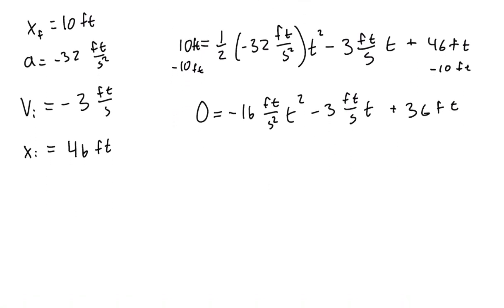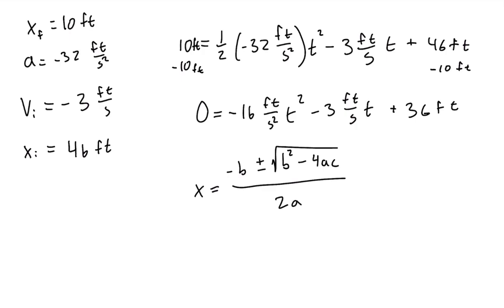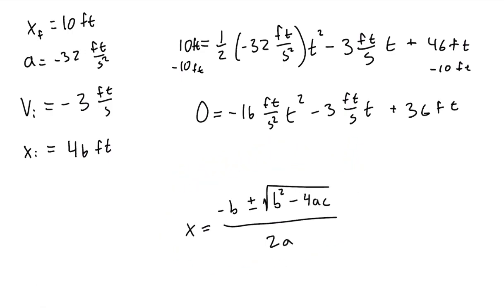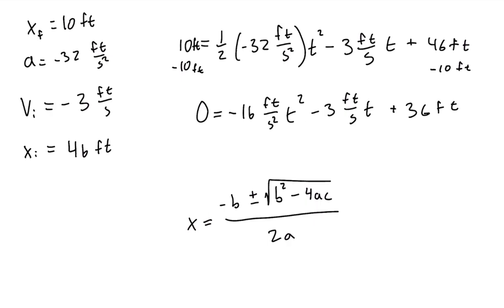So if you remember from your math class, x equals negative b plus or minus the square root of b squared minus 4ac all over 2a. Okay, now let's write out what our a, b, and c is, and I'm just going to move this down a little bit. Okay, so our a equals negative 16, our b equals negative 3, and our c equals 36.